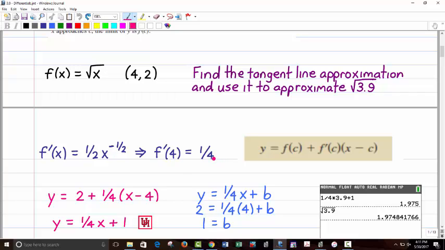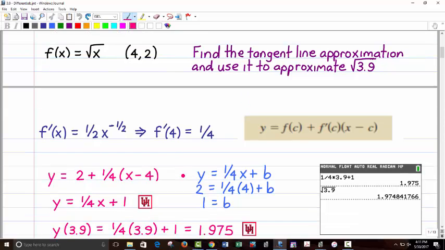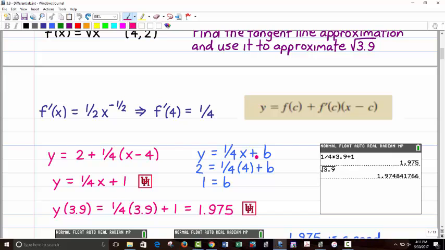You plug 4 in there, you're going to get 1/4, because 4 to the negative 1/2 will be 1/2. So you have 1/2 times 1/2 makes 1/4. So I know my slope is 1/4. My f of c right there is your y value 2, which of course we could have easily calculated ourselves by putting 4 in there. So you have 2 plus 1/4 times (x minus 4). And then I just solved it to put it in y equals mx plus b form. That's just the way I prefer to do it. So distributed, combined terms. The tangent line approximation equation would be y equals 1/4 x plus 1.